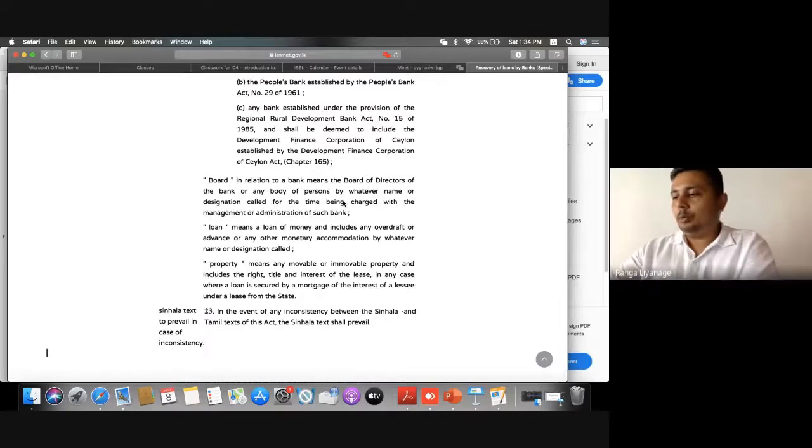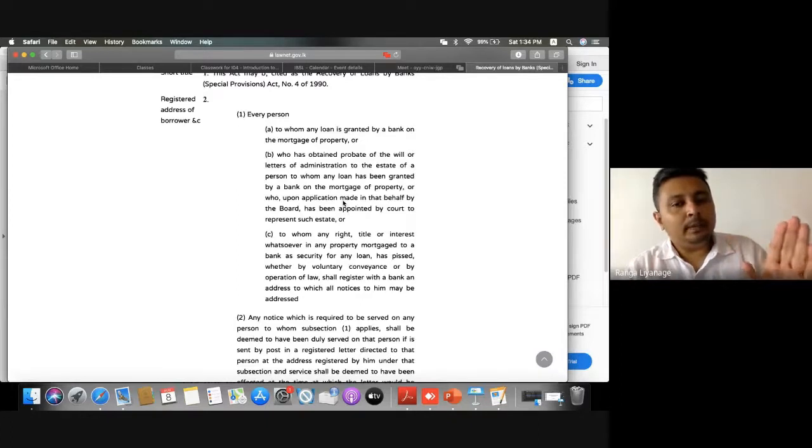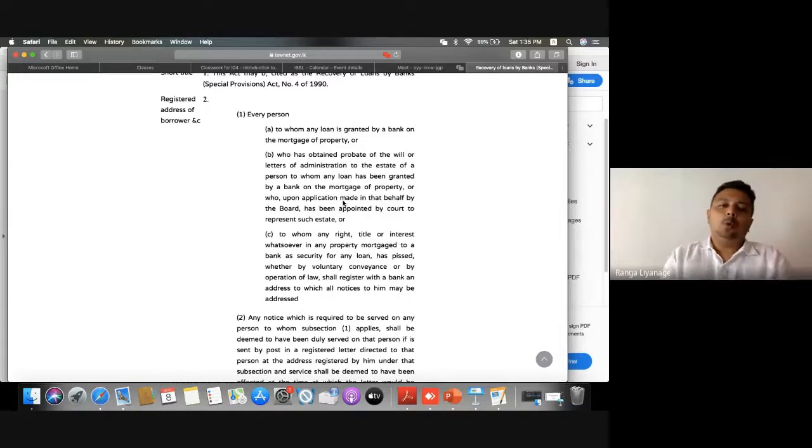Then we come to section 2 again with regard to who is a borrower. Now we know a borrower is who has borrowed money from the bank and not anyone else. Borrowed money. That is the reason why I'm reiterating this. Every person to whom any loan is granted by a bank on the mortgage of property. Now, let that sink in. Every person to whom any loan is granted by a bank on the mortgage of property, or who has obtained probate of the will or letters of administration to the estate of a person to whom any loan has been granted by a bank on the mortgage of property, or who upon application made in that behalf by the board has been appointed by court to represent such estate.